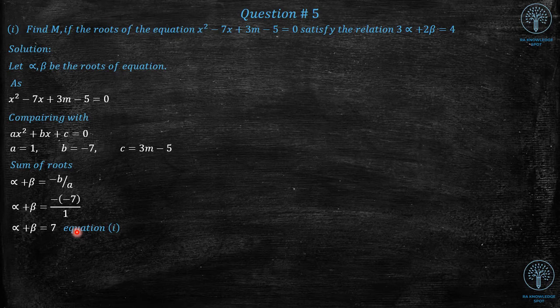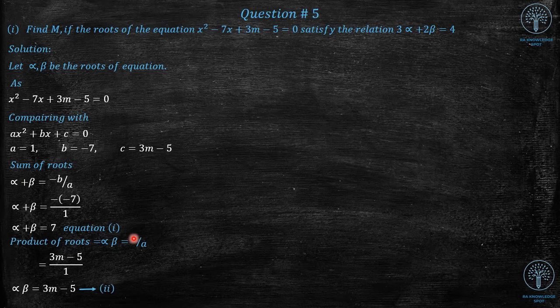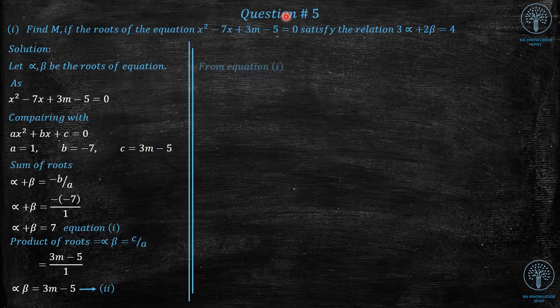Now we have to find the product of roots, that is c by a, putting the values, and this is your equation number 2. Why am I going to classify the equations, or give names to the equations? This is quite a lengthy question. Actually we have to find m, and this is the main equation, and how we have to find the value, you just see thoroughly.